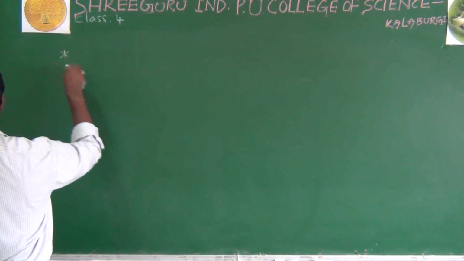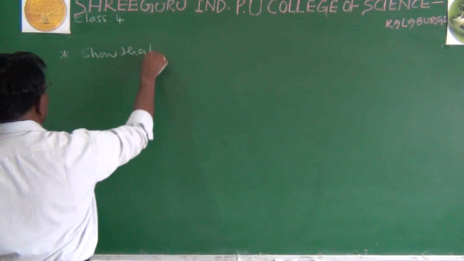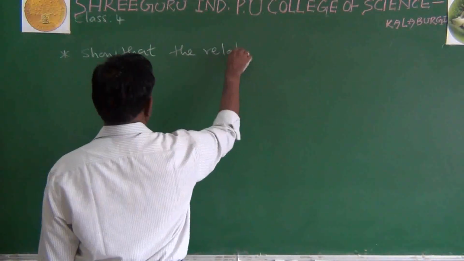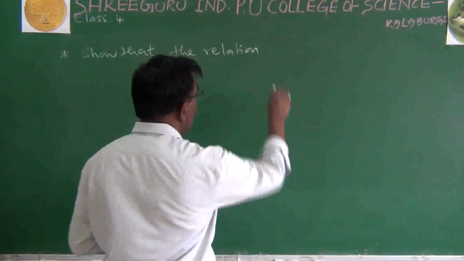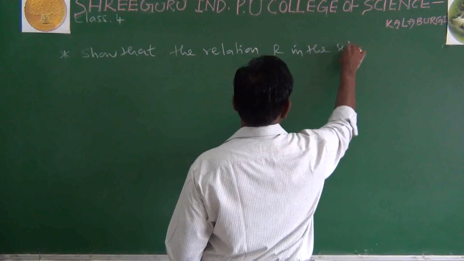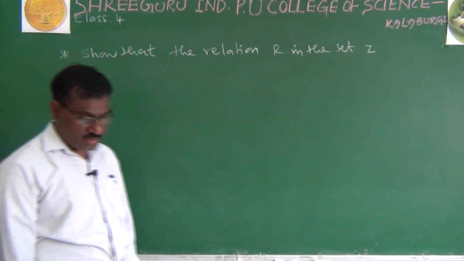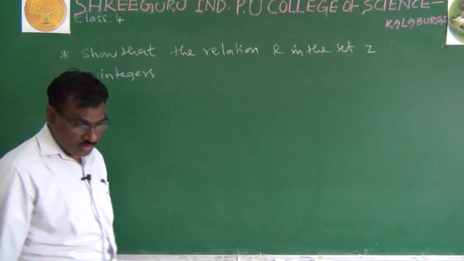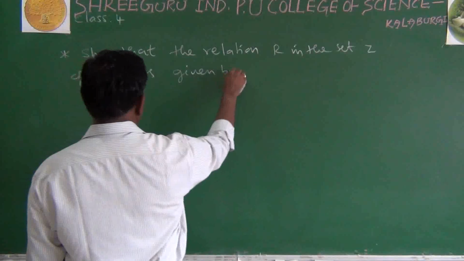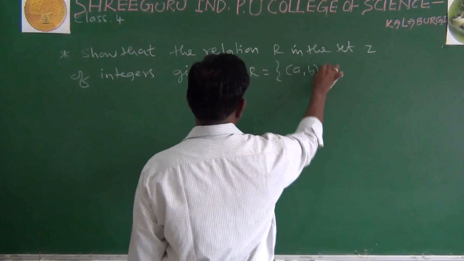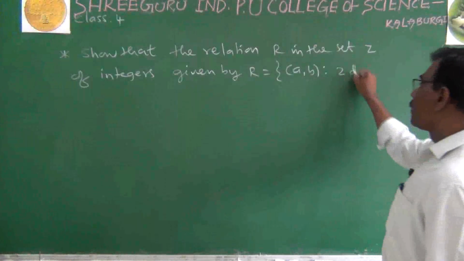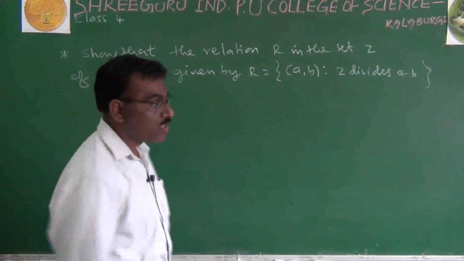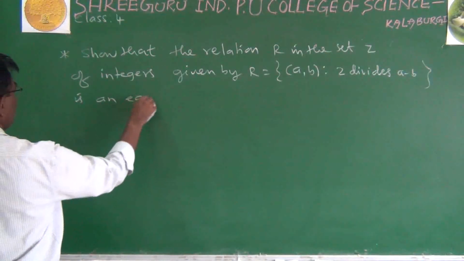Next question. Show that the relation R in the set Z of integers given by R = {(A, B) such that 2 divides A minus B} is an equivalence relation.